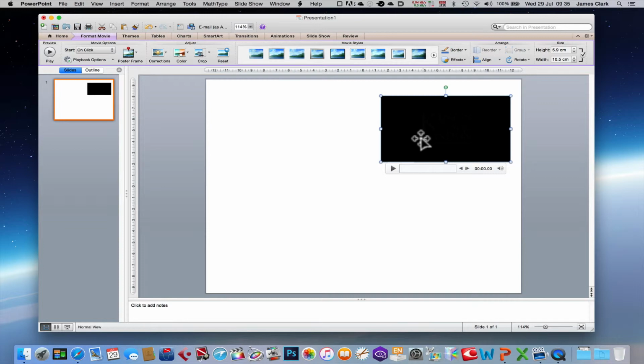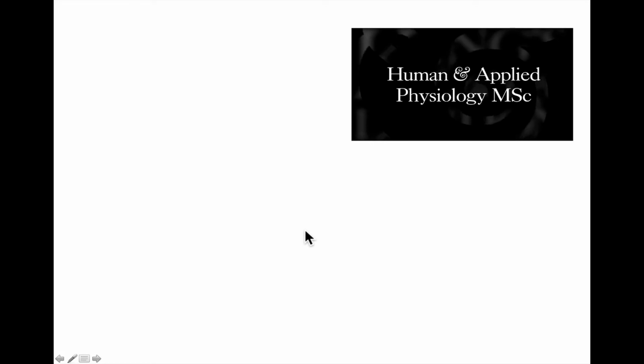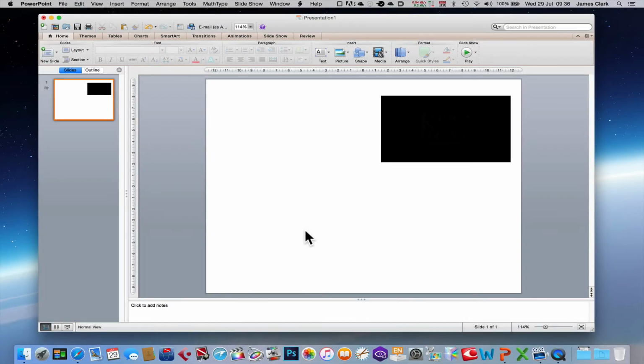So I'm going to put it in the corner just because I can. I'm going to go to the Format Movie Start option up in the movie options and go automatically. So this movie will start as soon as this slide is shown. And just to prove it works, I'm going to now click on the slideshow button, and there we are. The video starts playing automatically. So I'll just close that presentation.